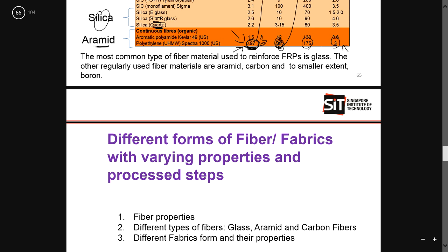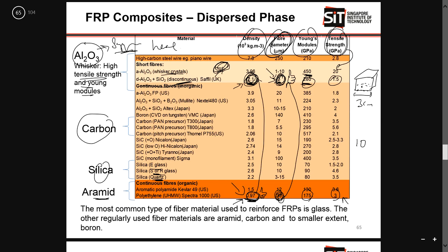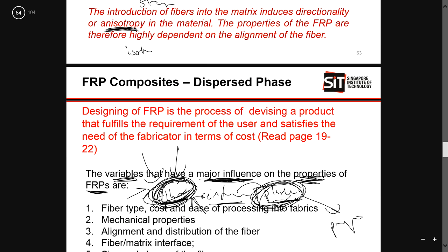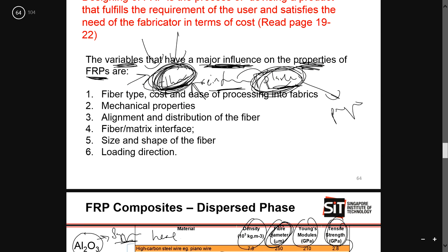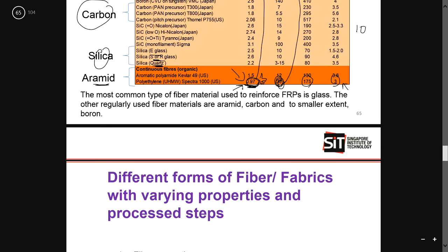Therefore this is it for the fiber. If you want to know more about this page, then I'll just continue now. Otherwise you can just continue with the next video.